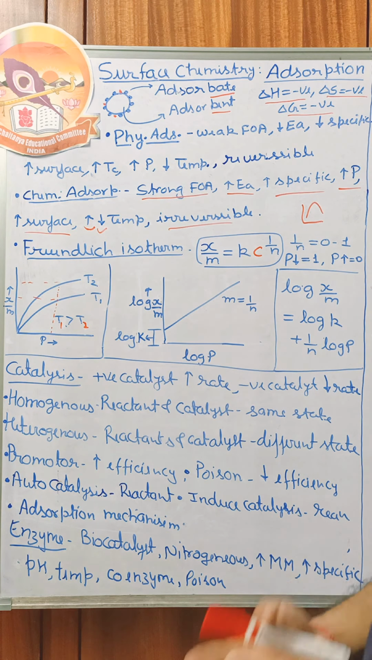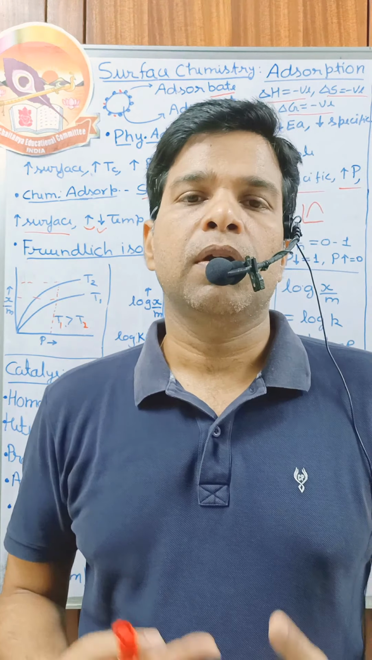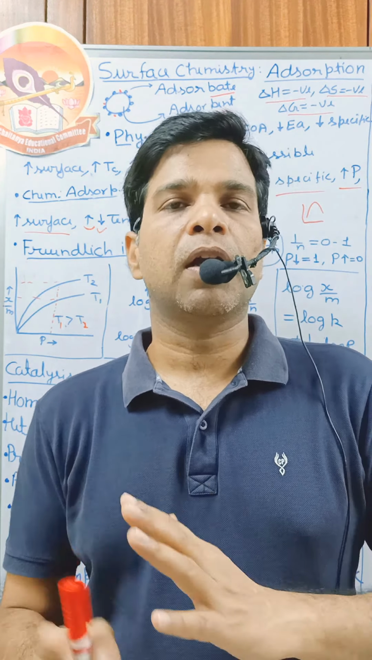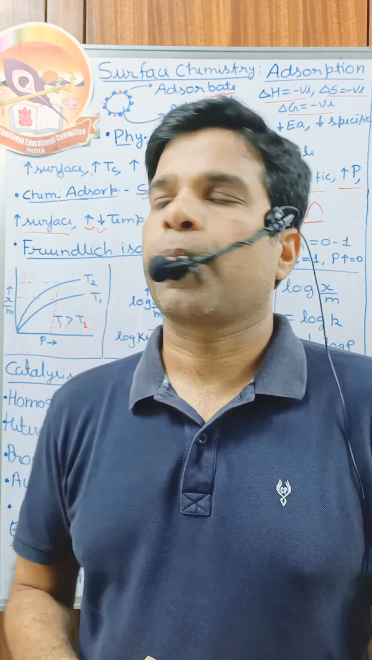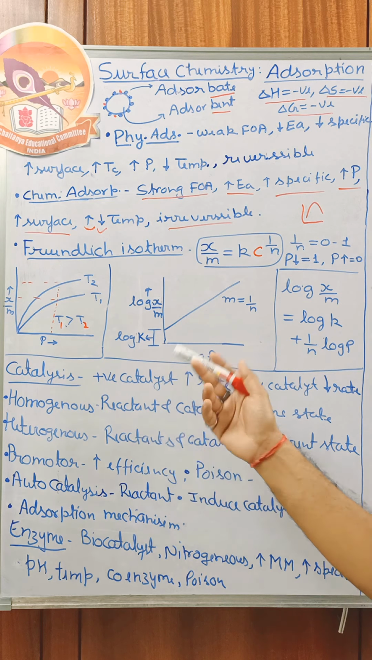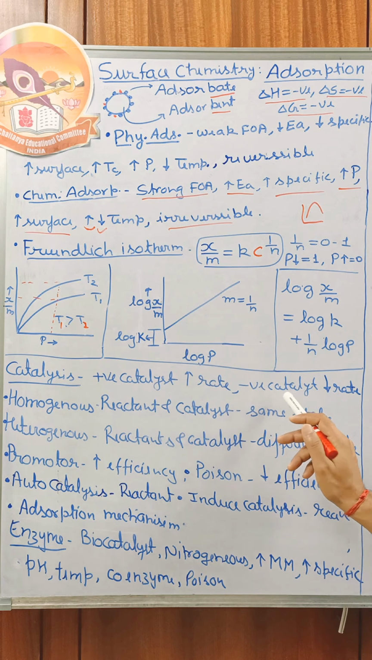They are not the reactant, they are not the product; they just increase or decrease the rate of the chemical reaction by altering the mechanism. Positive catalyst increases the rate, decreases the activation energy, decreases the threshold energy. Negative catalyst decreases the rate, increases the threshold energy, increases the activation energy.